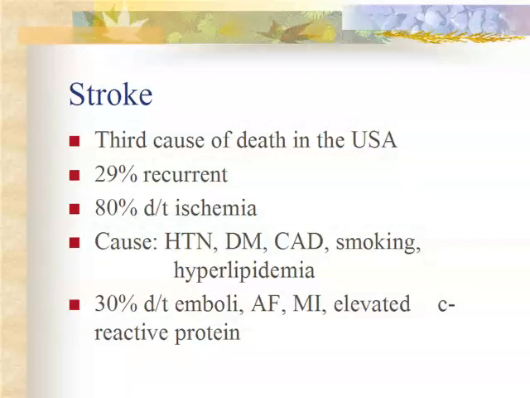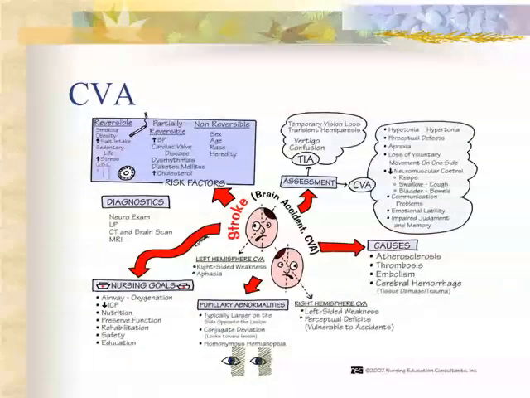30% of strokes are due to blood clots, atrial fibrillation, or acute MI, which puts you at greater risk for a blood clot, or elevated C-reactive protein, which is your inflammatory marker. It can also be due to use of contraceptives and a family history, hypertension, diabetes, coronary artery disease, smoking, and hyperlipidemia. And here we have a diagram from the memory book that's showing stroke, whether they're reversible, partially reversible, not reversible, risk factors, nursing goals, pupillary abnormalities.